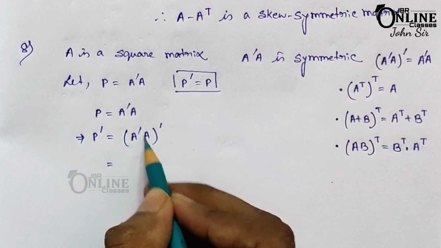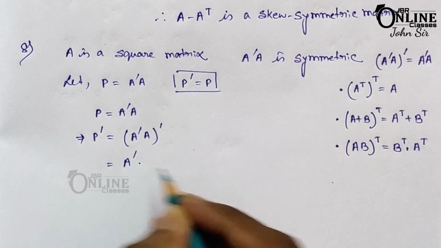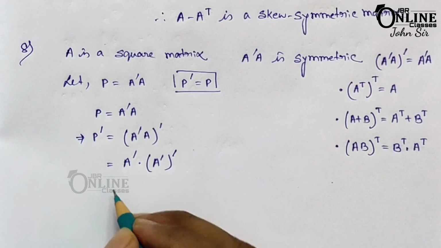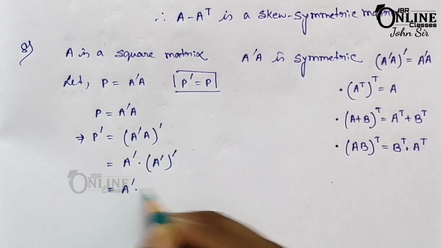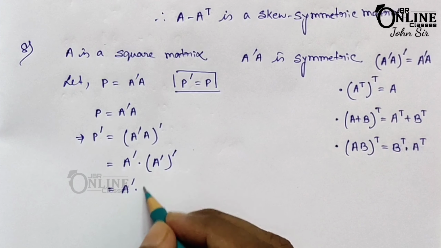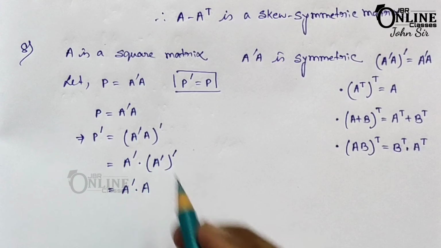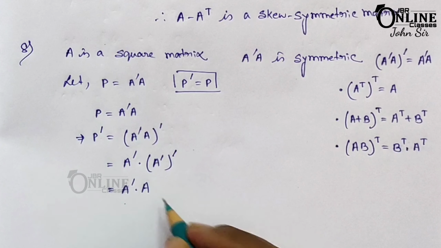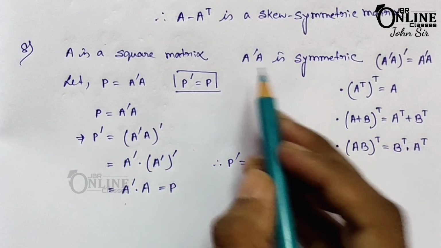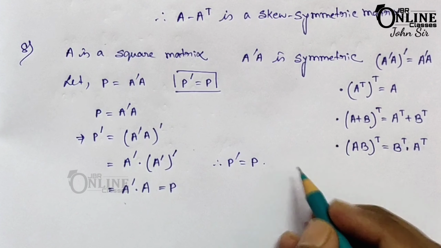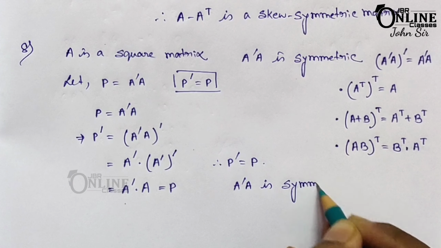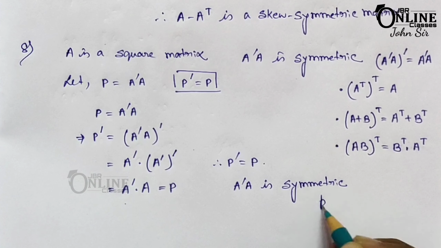So here the second matrix is this one, so it will be A transpose into the first matrix, that means A dash, and again transpose. Okay, so write down here A dash, and that will be the first property, A transpose again transpose equal to A. So this one equal to A. Now this one is your assumption, that is P, so you can write down here P. That means here P dash equal to P. So here A dash A is symmetric. So it's proved.